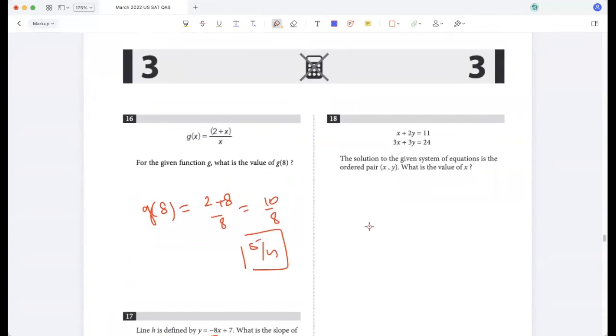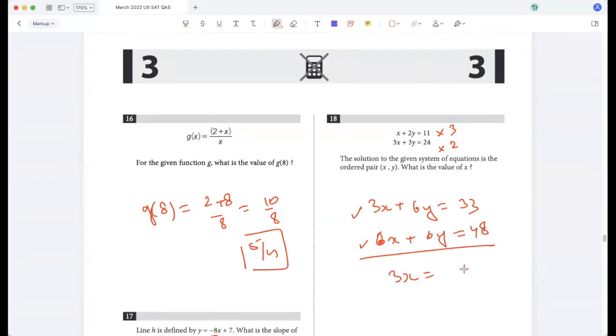The solution to the given system of equations is x comma y. What is the value of x? So let's multiply this equation by 3 and this by 2. So 3x plus 6y is 33, and 6x plus 6y is 48. And then we subtract this from this. So we get 3x is 15. So x is 5.